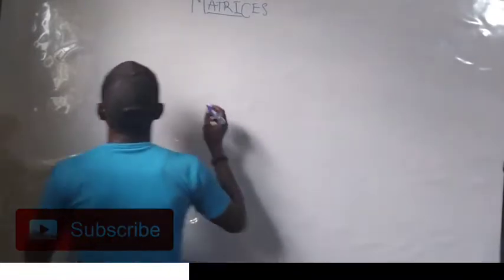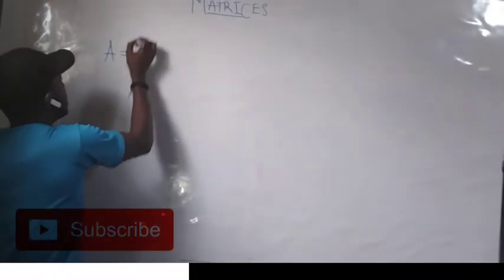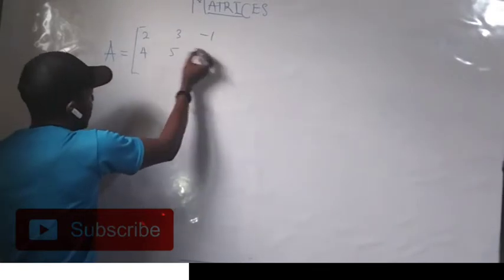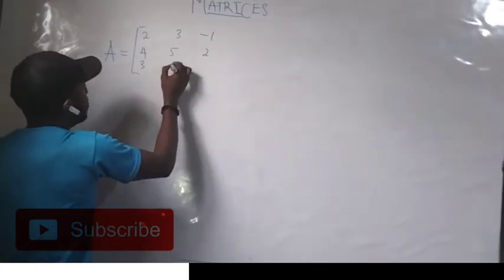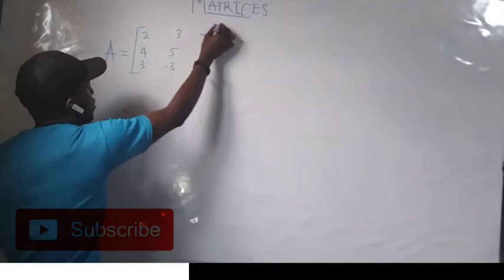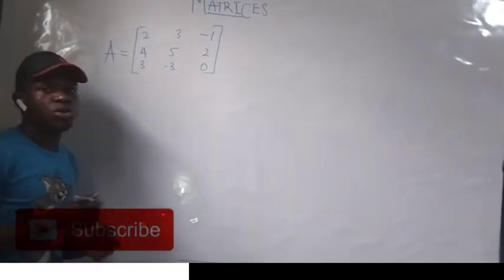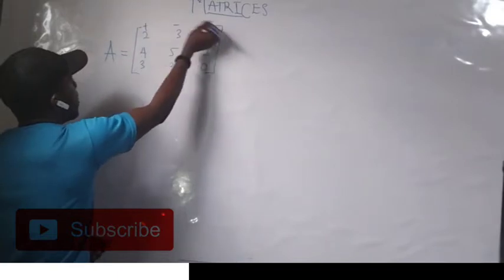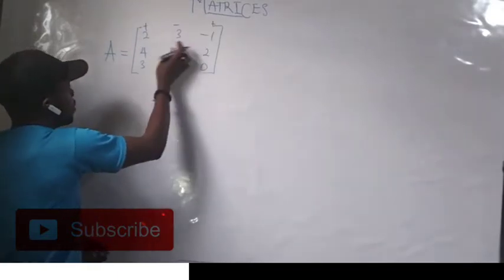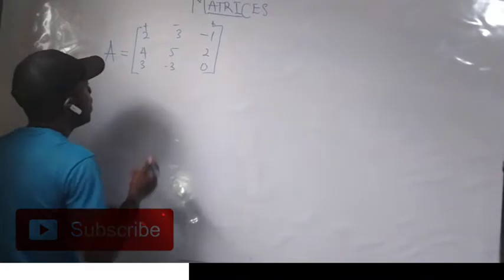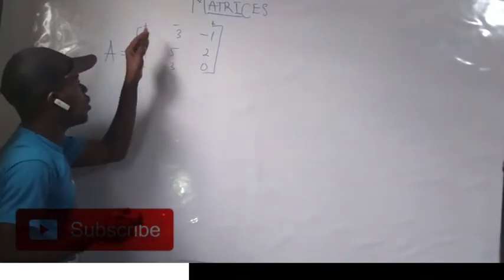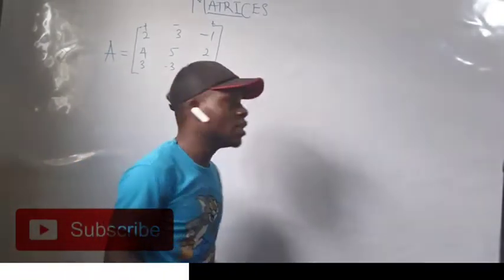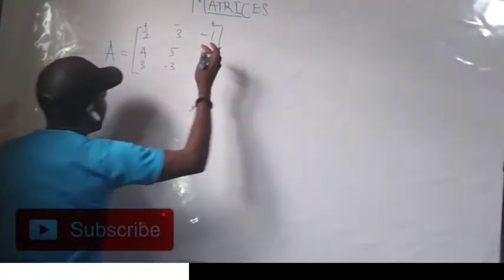For instance, we are given a matrix A of the form: 2, 3, and minus 1; 4, 5, and 2; 3, minus 3, and 0. And I'm expected to use Cramer's rule in solving this. All I need to do is to denote my signs: plus, minus, and plus; minus, plus, and minus; plus, minus, and plus. Using either the rows or the columns will suffice in solving for the determinant of the matrix. But conventionally, let's use the first row like it has always been used.